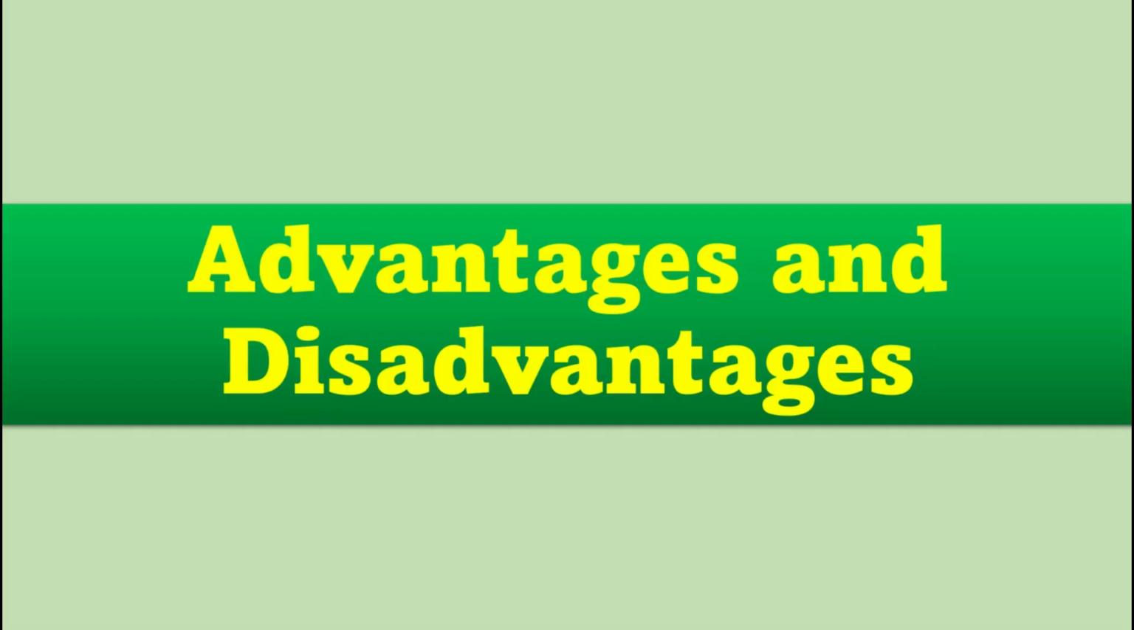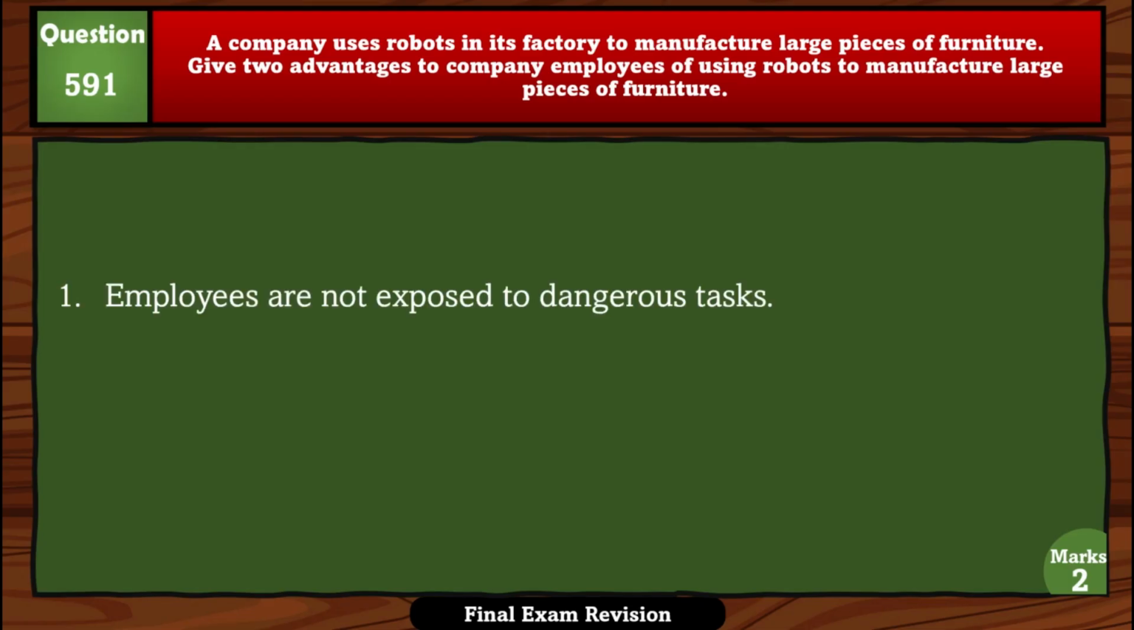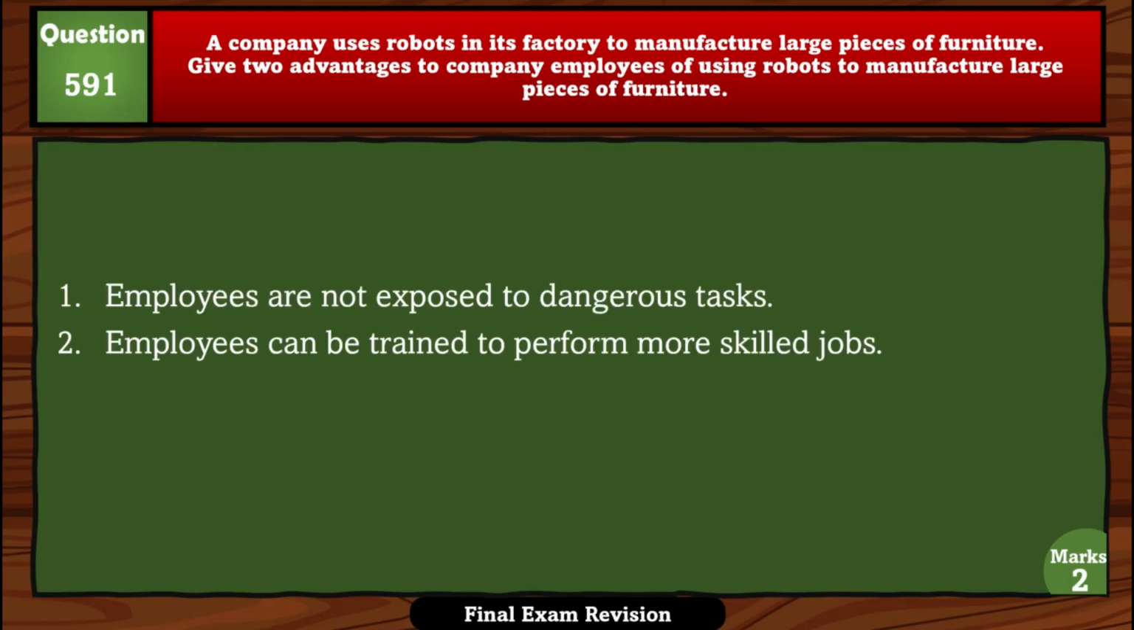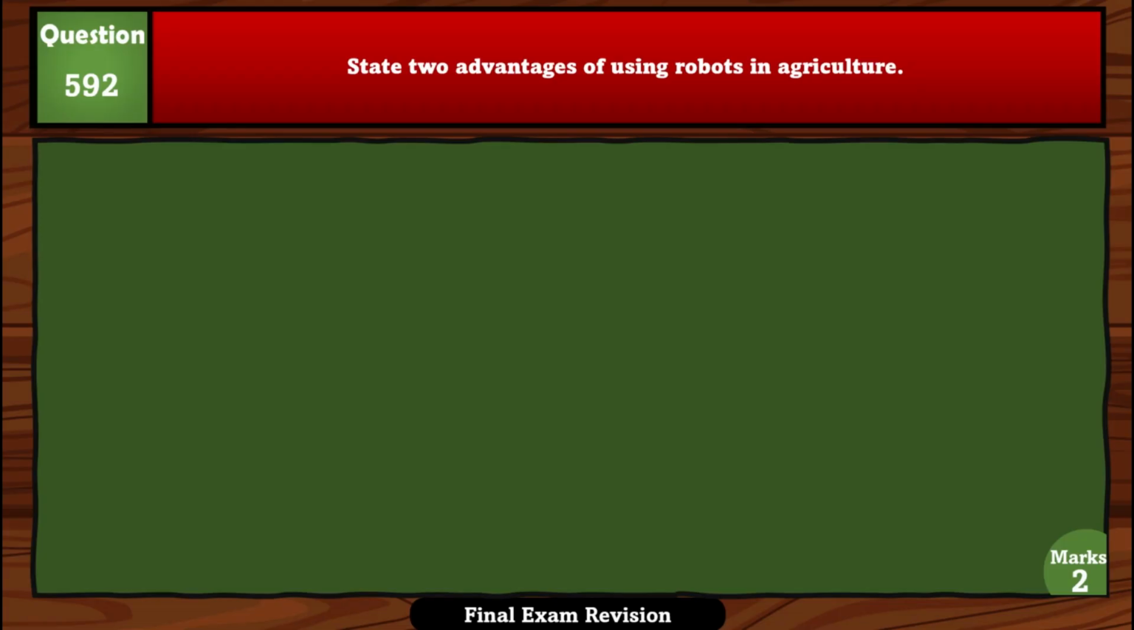Advantages and disadvantages of robots. Question 591. A company uses robots in its factory to manufacture large pieces of furniture. Give two advantages to company employees of using robots to manufacture large pieces of furniture. Employees are not exposed to dangerous tasks. Employees can be trained to perform more skilled jobs. Reduction in repetitive tasks for employees. Fewer injuries to employees.